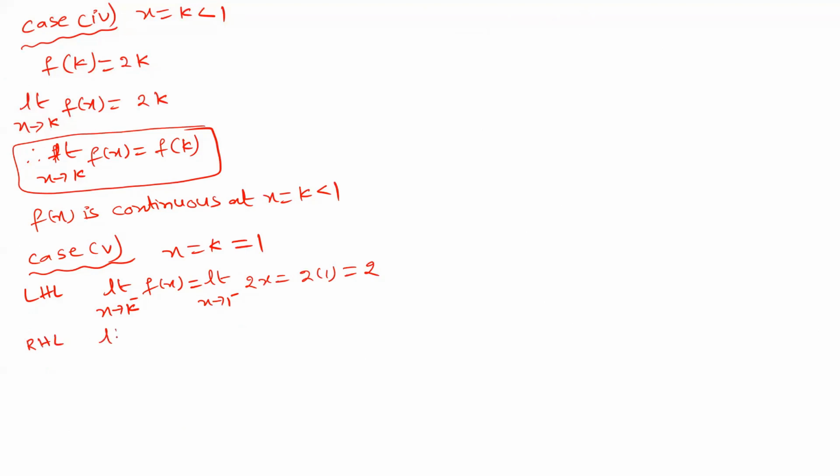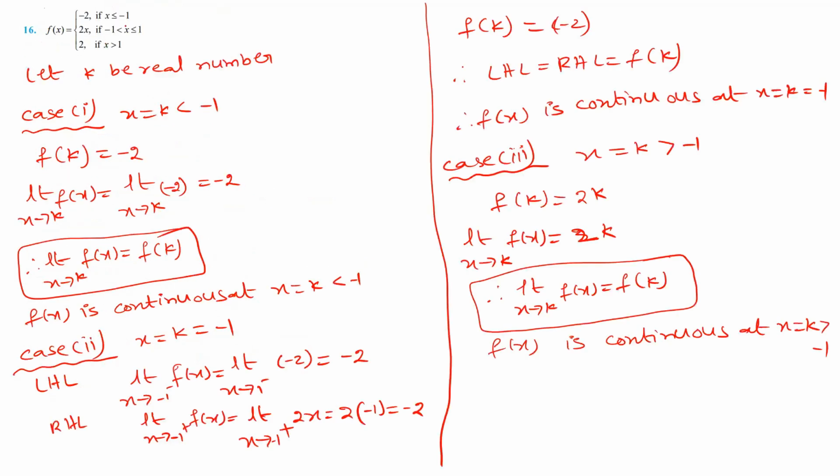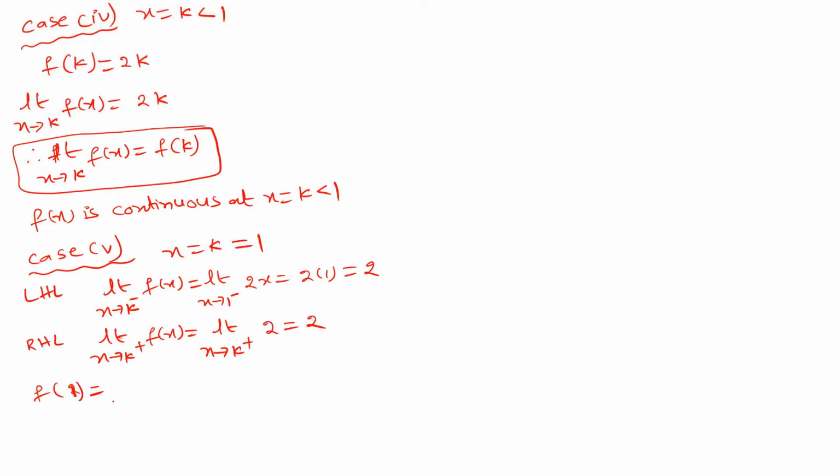So RHL is the limit as x tends to k plus of f of x. k plus means 1 plus, that is greater than 1, so we take 2 here and we get 2 only. Next, the value of the function f of 1: for x equal to 1 we use 2x, so 2 into 1 is equal to 2. So LHL is equal to RHL is equal to f of 1 also.